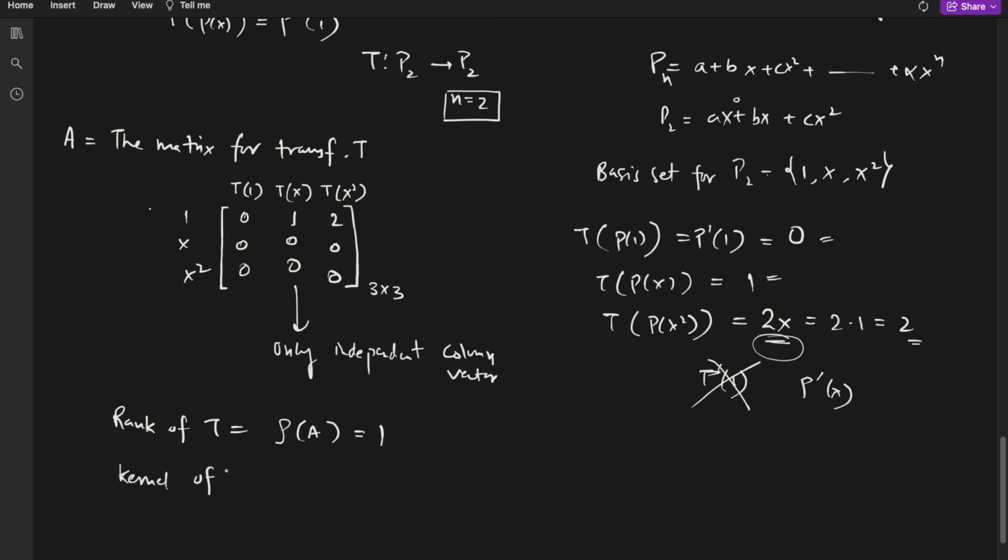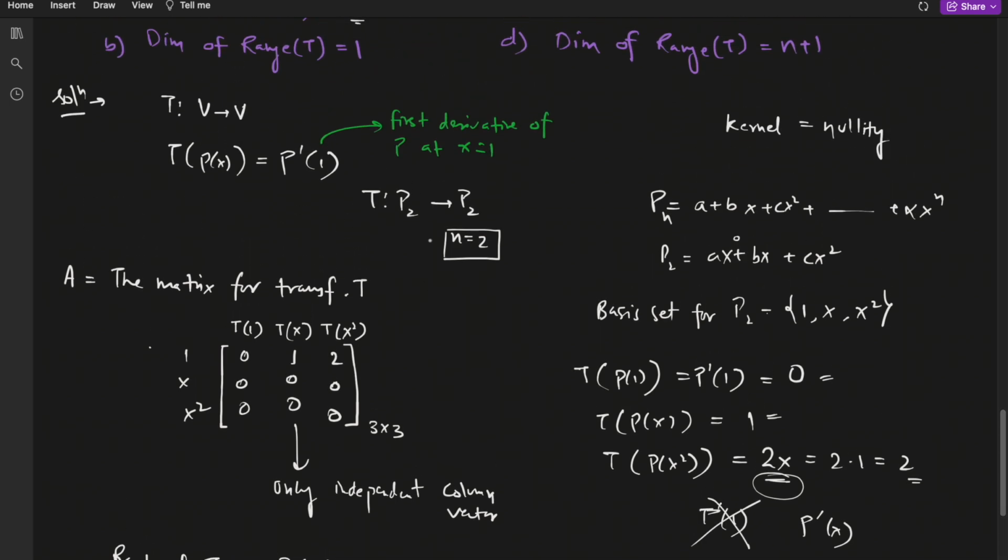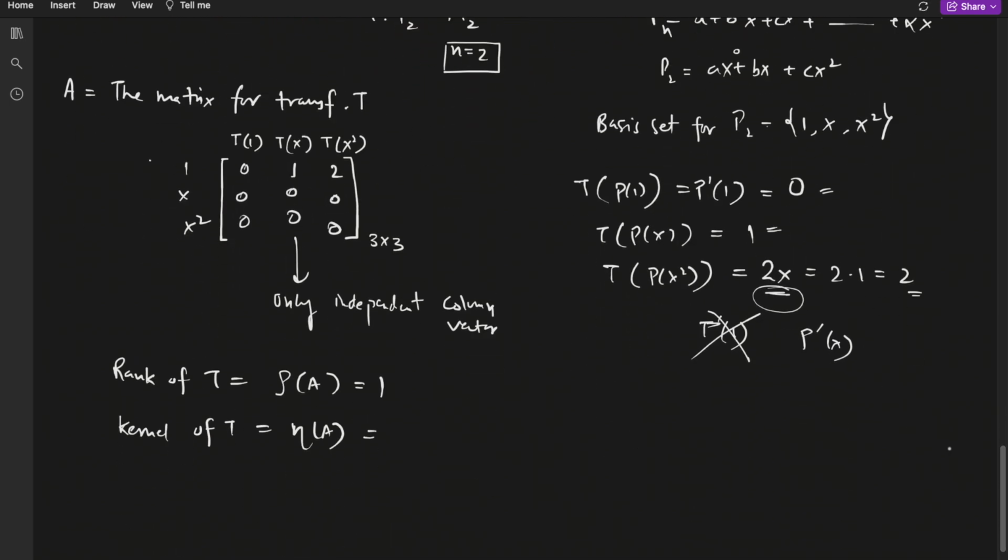Okay, and if that is 1, then what is the kernel? What is the kernel of T? That is the nullity of A. Kernel of T is nothing but the nullity of A. So in our case, this is P2, this is nothing but 2, right? Because we know that this is a 3 by 3 matrix, so it is nothing but n minus the rank, which is 1. So 3 minus 1 is 2.